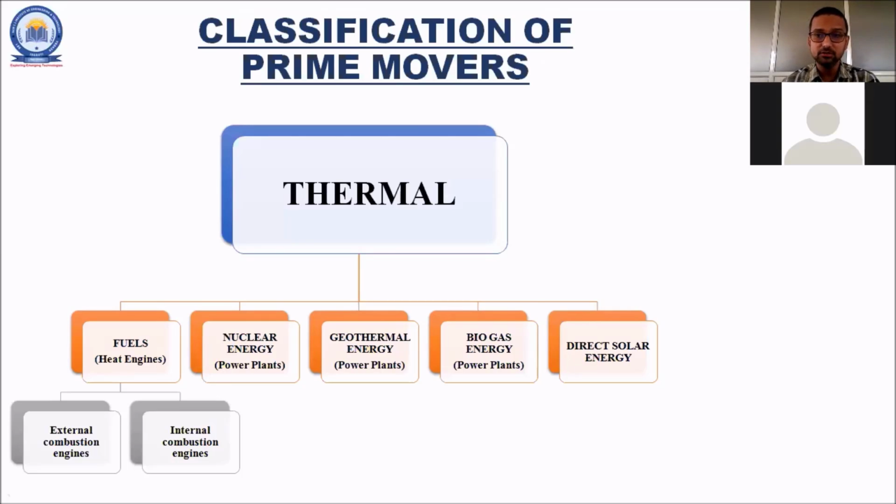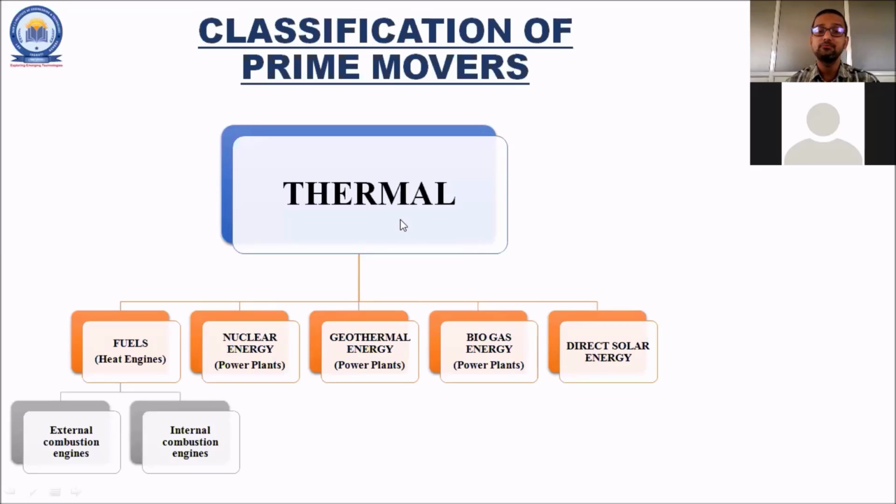So on the basis of the type of the combustion of the fuels, the heat engines are further classified into two types, that is the external combustion engines and the internal combustion engines. Names are self-explanatory. In the external combustion engines, the combustion of the fuel takes place outside the engine cylinder, whereas in the internal combustion engines, the combustion of the fuel takes place inside the engine cylinder. The automobiles which we are using in our day-to-day lives for transportation purposes, the majority of them are using internal combustion engines.